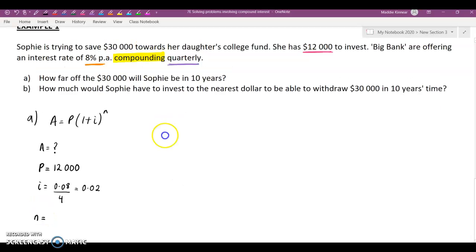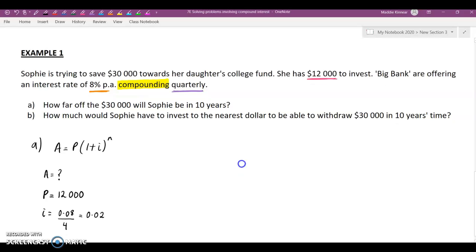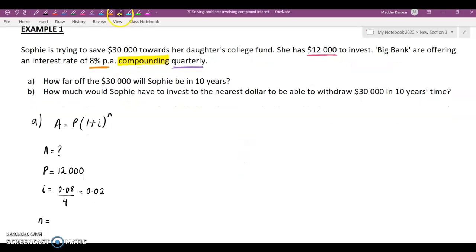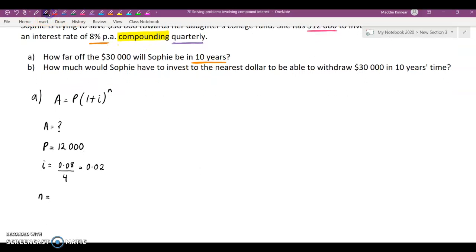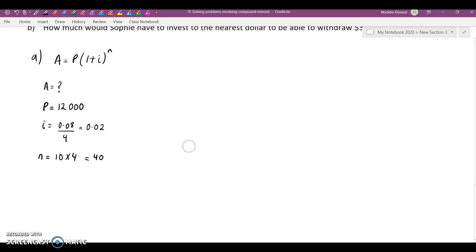And finally, we need to work out our N. Again, our N is not years, it's the number of compounding periods. We're doing this over 10 years, and remember we're compounding quarterly, so this needs to be converted into quarters. There are 4 quarters in each year, so we have a total of 40 quarters over 10 years. Subbing all these values in, we get A equals 12,000 times (1 plus 0.02) to the power of 40.